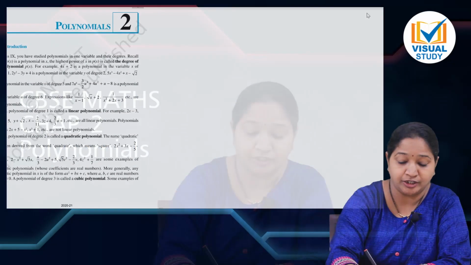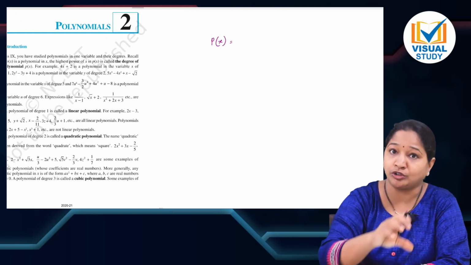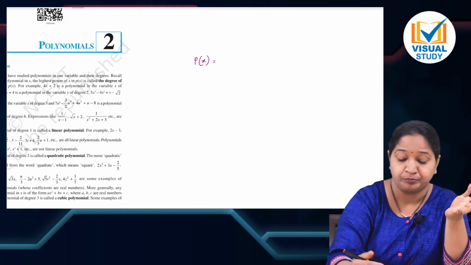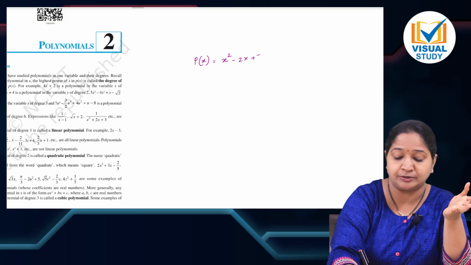Polynomials are the expressions where the index is not negative and it should not be in the fraction form. For example, suppose this is p of x. P of x means polynomial of x, if the polynomial is in the x form. That is, suppose x square minus 2x plus 3.